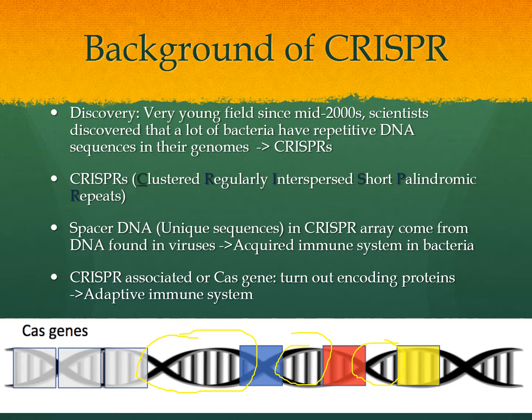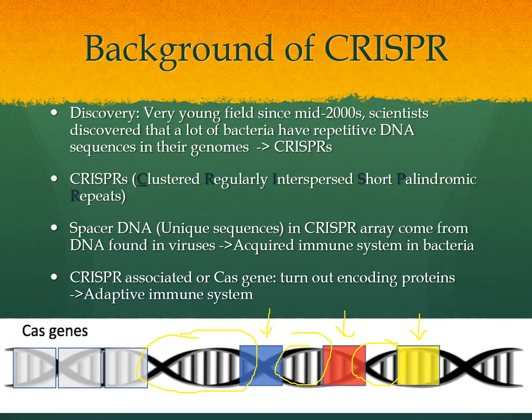Among these repeated sequences, scientists noticed unique sequences, as indicated by the colored boxes that I'm going to point some arrows at. These unique sequences were termed spacer DNA. At their discovery, it was noticed that these sequences were often similar to those found in viruses, and this gave the first indication that perhaps these CRISPR regions were more than they appeared.